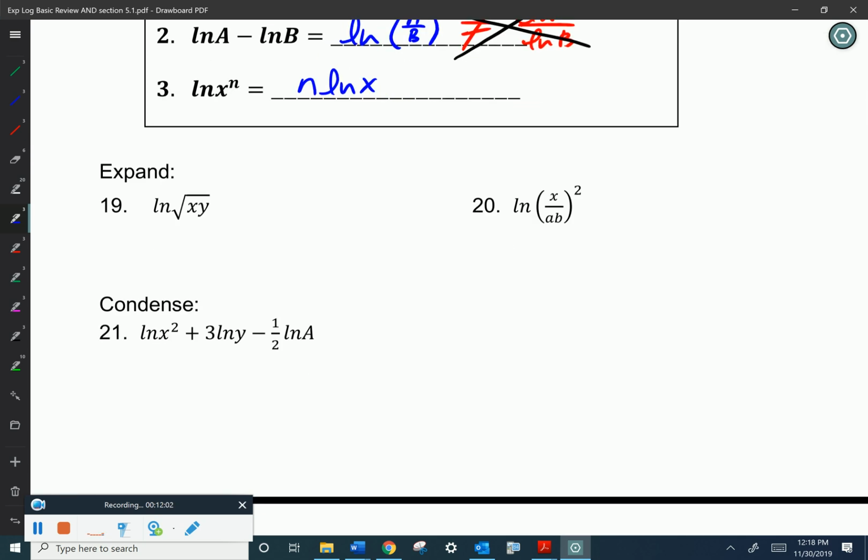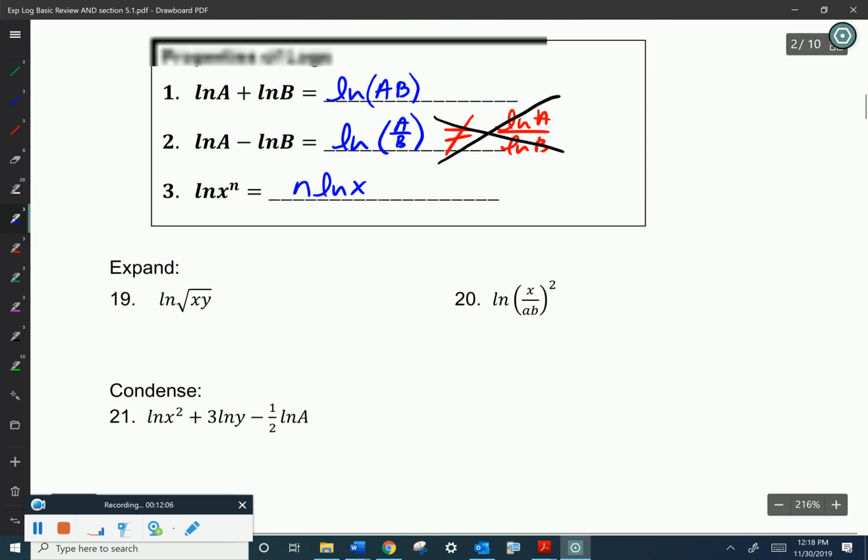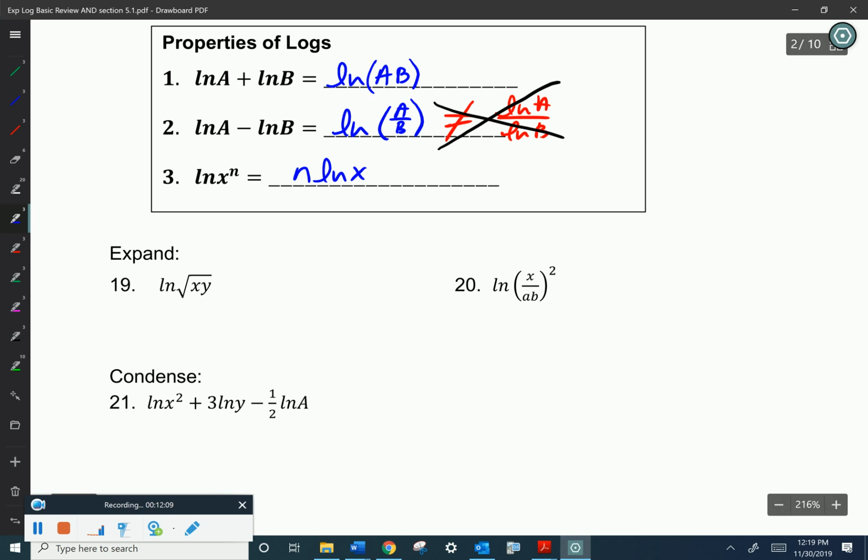Expand means let's take this one logarithm and stretch it out using the properties into as many logs as we can. The first thing I would think about on this one is that if the square root means an exponent of 1/2, then actually you have x times y to the 1/2. So I would use property number 3 first, move that 1/2 down in front. There's the 1/2. And now you have the natural log of xy. We'll now apply the first property, where it's the log of a product. So it would be the log of x plus the log of y.